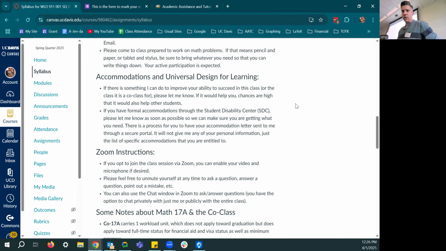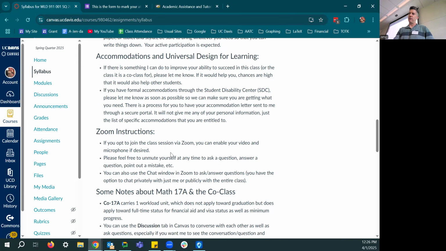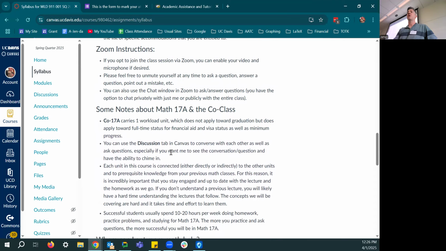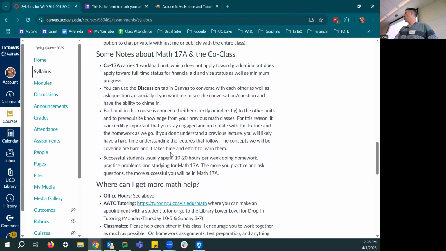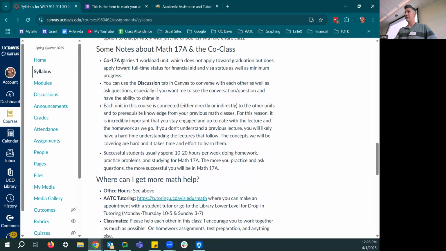What else here? Zoom instructions. I don't think anyone needs those anymore. I should probably not write those in the future. But again, you're welcome to attend via Zoom if that is something you want to do. Again, as long as you're not trying to get a unit for the class, you need to come in person.